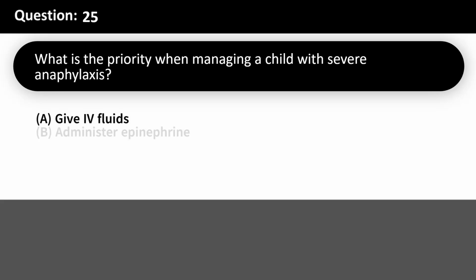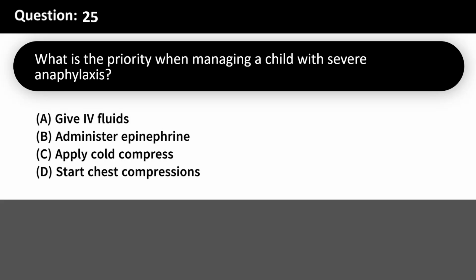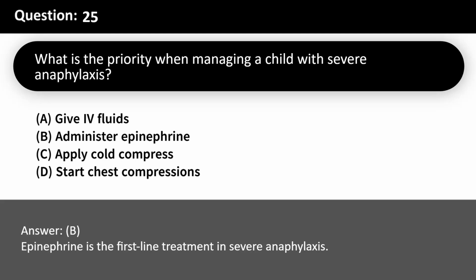What is the priority when managing a child with severe anaphylaxis? A. Give IV fluids. B. Administer epinephrine. C. Apply cold compress. D. Start chest compressions. Answer: B. Epinephrine is the first-line treatment in severe anaphylaxis.